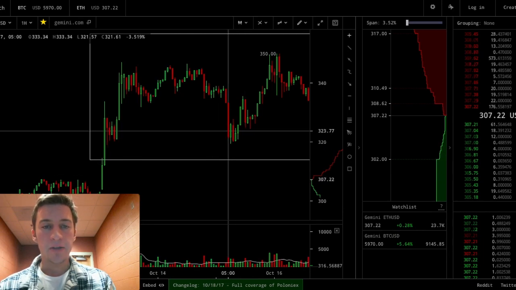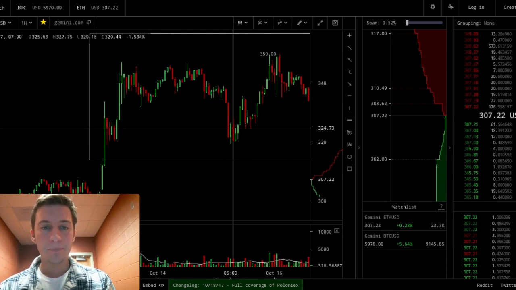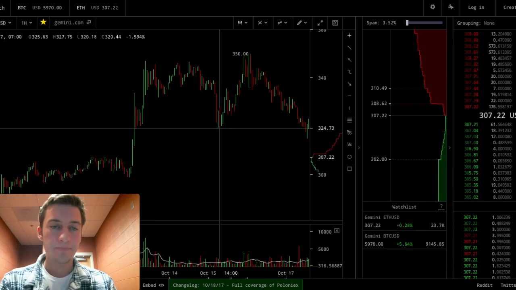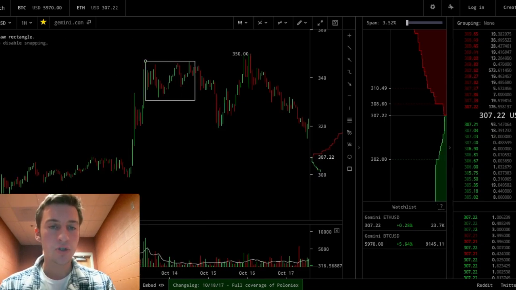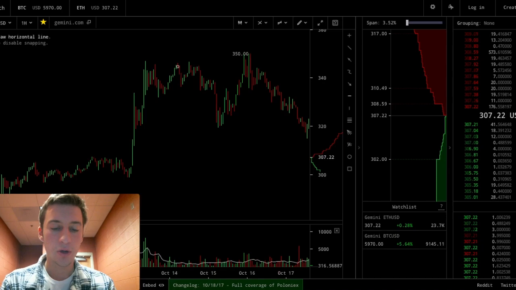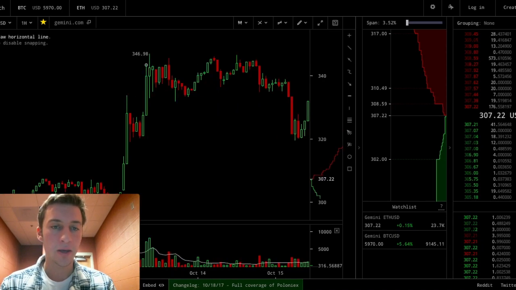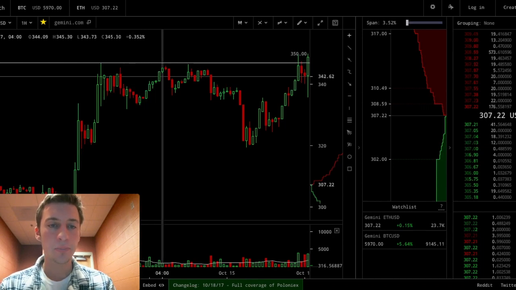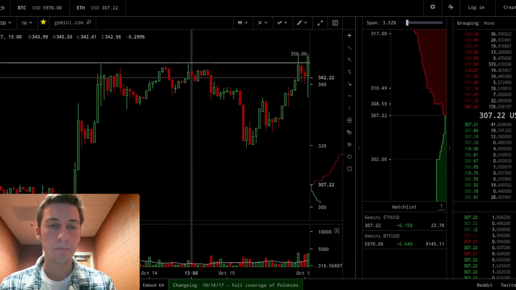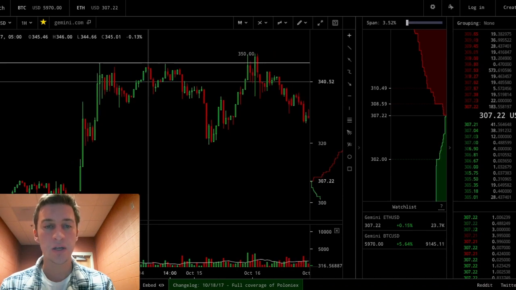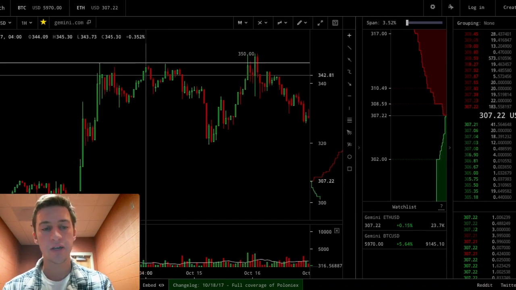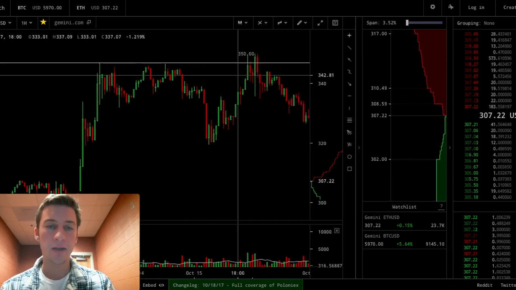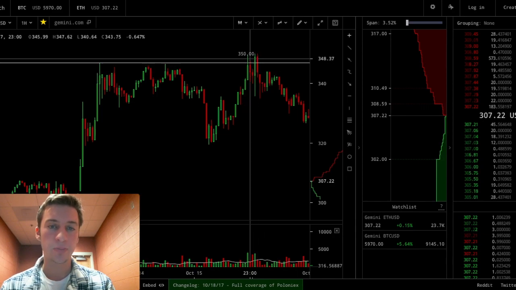This might look like a bit of a sloppy double top, but it is still a double top. What we can see here is if we draw a horizontal line at the 347, price did touch this a few times, but just imagine this as one point of the left side of the double top.